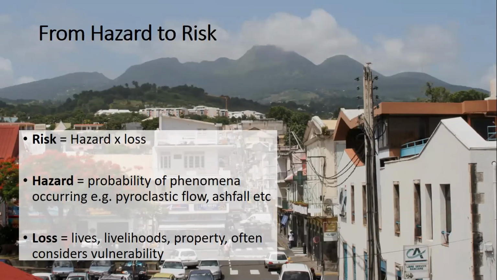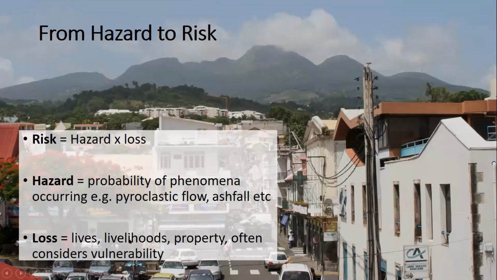I've just talked about the kind of phenomena of pyroclastic flows and a little bit about ashfall, which are the hazards. But unless the hazard impinges on people, the risk obviously varies. So risk and hazard are not the same things. Often people use the terms interchangeably, but risk takes into consideration the hazard. That's the likelihood of a pyroclastic flow inundating an area or ashfall affecting an area, together with the loss.